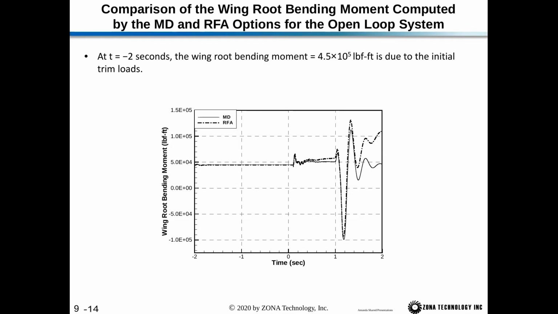Next, we'll look at the wing root bending moment, and we'll compare the mode displacement result and the RFA summation of force results. At time minus 2 seconds, the wing root bending moment is 4.5 times 10 to the 5 pound-foot, and that's due to the initial trim load, so that's constant until a time of 0.1 seconds when we drop the first store. And we can see the response of the wing root bending moment, and then at time 1 second, we have the second store drop along with the ejection force, and that causes our response here.